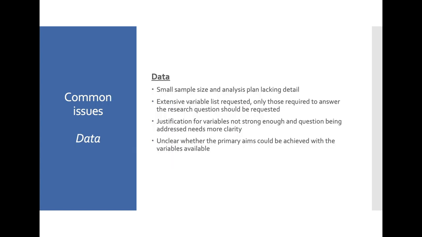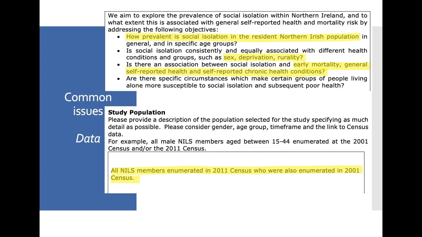Issues relating to data then that have come up, the sample size may be too small, variable justification lacking, these kind of things do seem to come up as well. To illustrate the calculation and estimation of sample size, I'm just going to use another of my projects, which is on social isolation and health effects. In the top box, I've put the aims and objectives of this project. So you can see I'm going to look at the prevalence of social isolation and how it differs according to certain groups, such as age, sex, rural, urban living, and the association with health and early mortality.